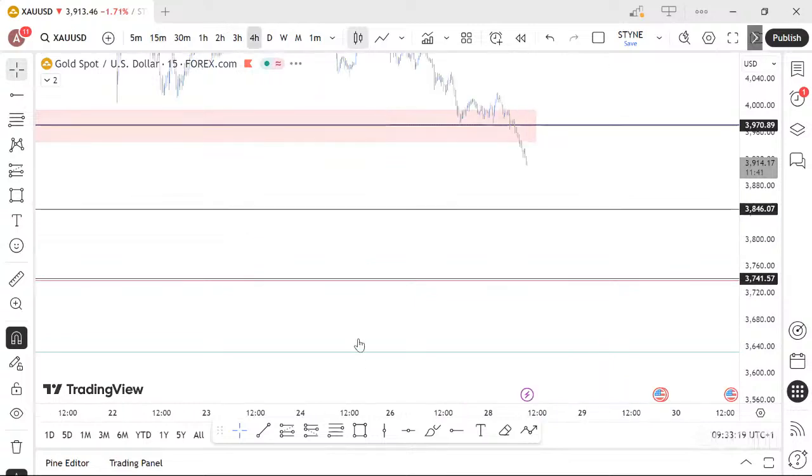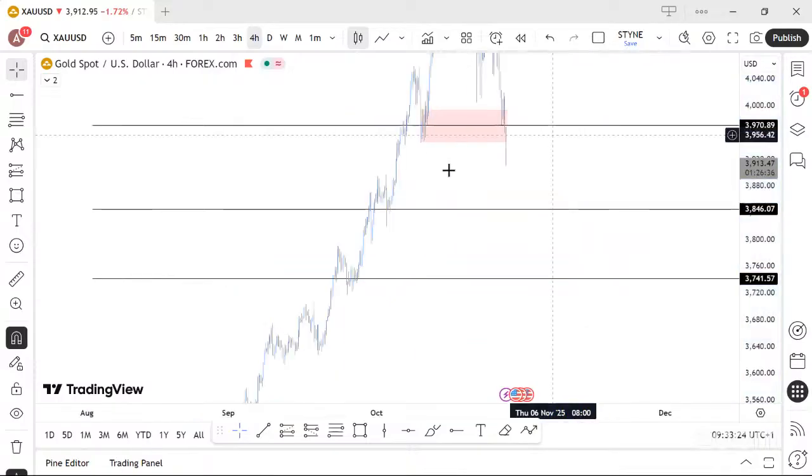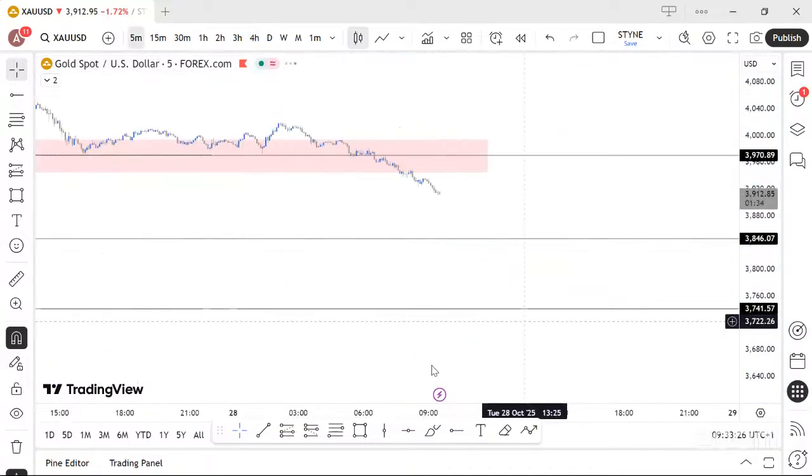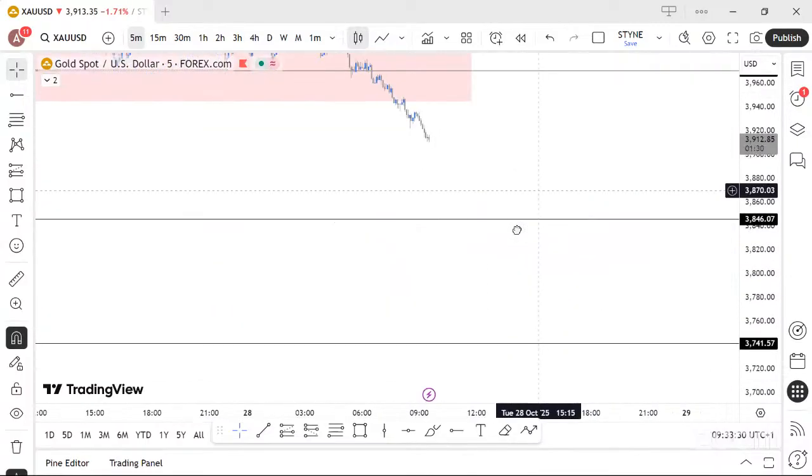Let me take off the Fibonacci. 5 minutes. Yes, go to the 5 minutes chart. Yes, so you can see that's the line. That's the line we dropped there.